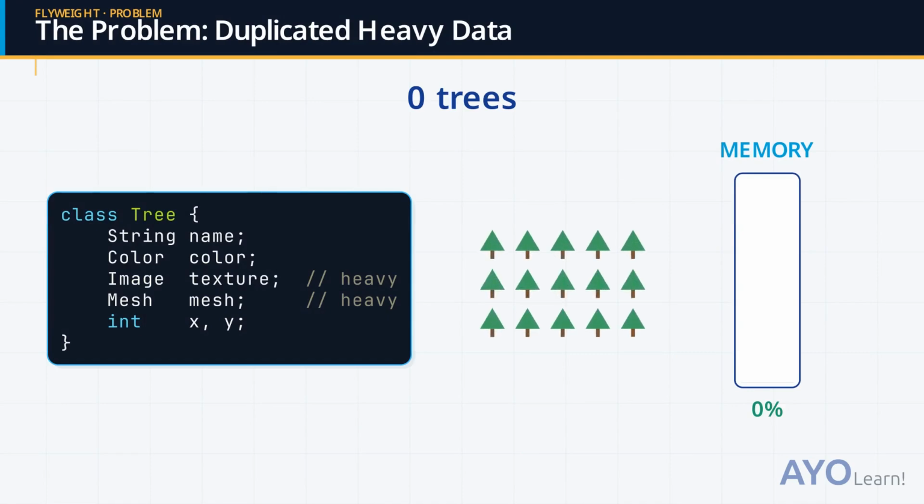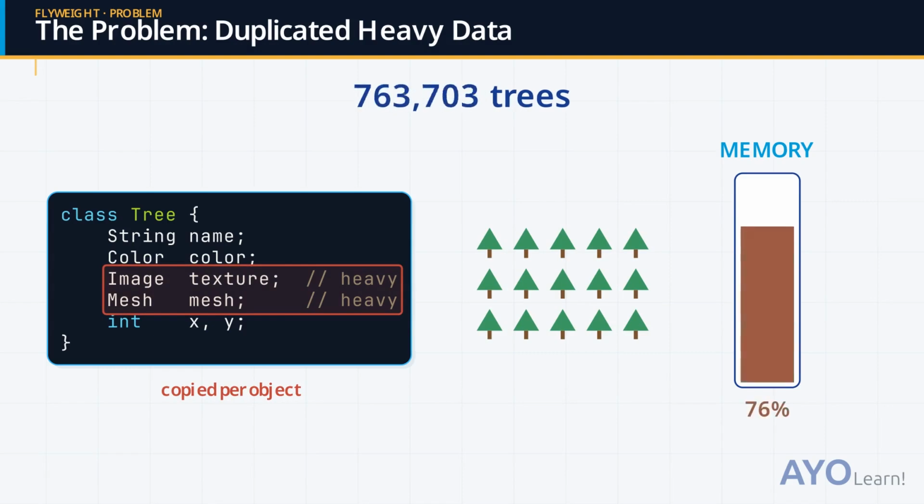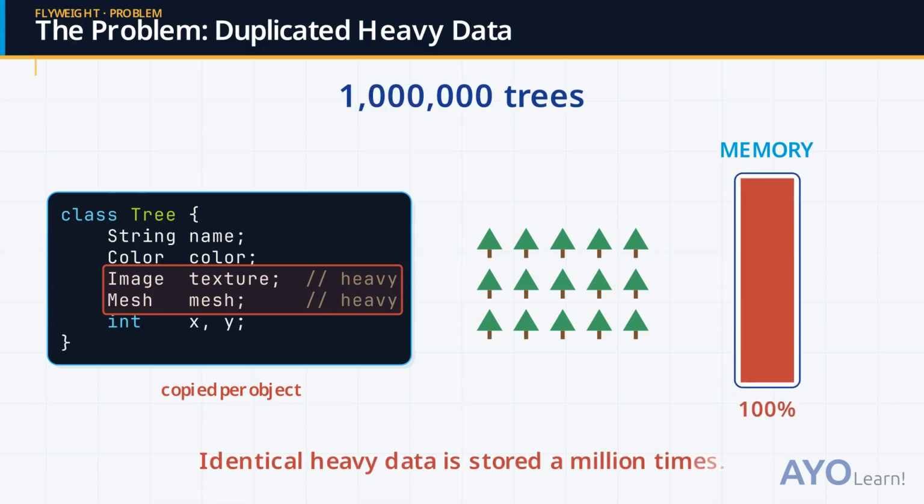Each tree object stores its own name, color, texture, and mesh, plus X and Y coordinates. But the heavy texture and mesh are identical, duplicated a million times. The memory meter climbs into the red as the same data balloons endlessly.